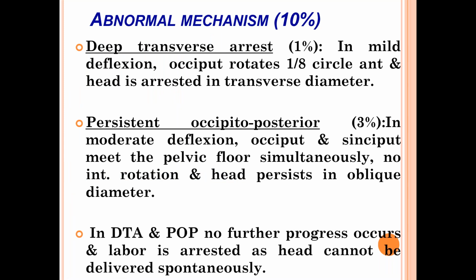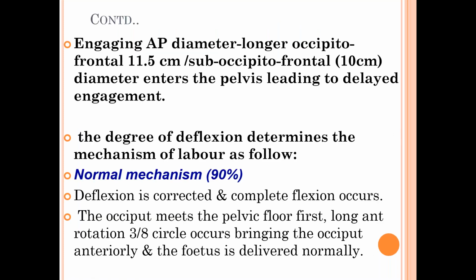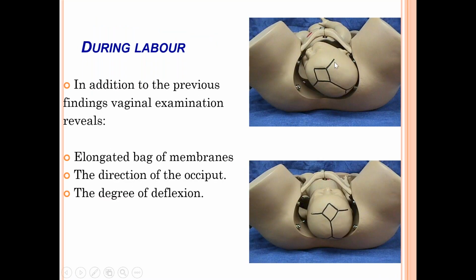Okay. Then what is persistent occipital posterior? That is when the baby is in the same position. If we see this diagram, it will remain in this position. This is the persistent occipital posterior position. So what are all the possibilities? It can rotate 3/8 of the circle and the occiput will go anteriorly, which occurs in 90% of the population. It can rotate 1/8 of the circle anteriorly and become a deep transverse arrest, if it remains there for more than 1 hour, and with ruptured membranes.